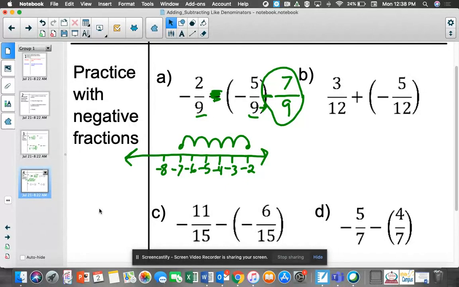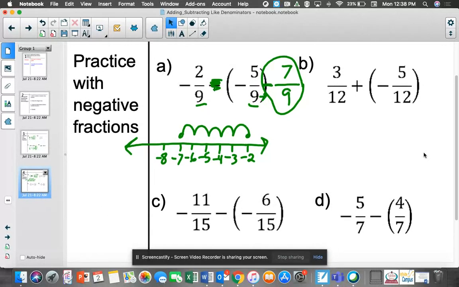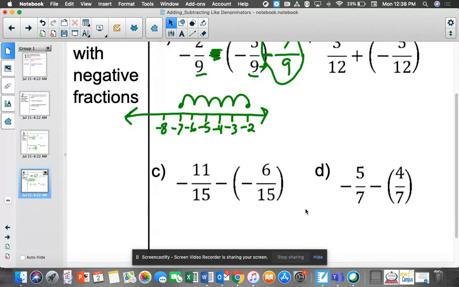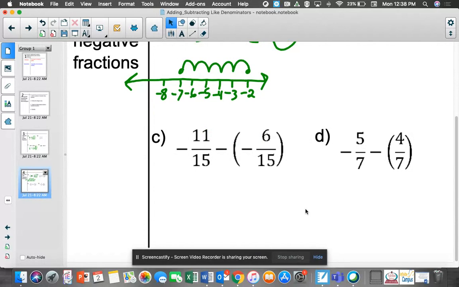Next, you will do letter B, 3/12 plus negative 5/12. Letter C, negative 11/15 minus a negative 6/15. And D, negative 5/7 minus 4/7.